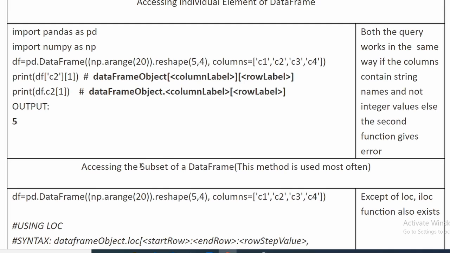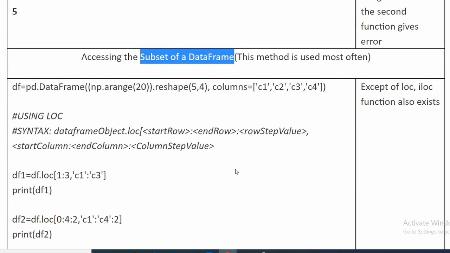Now this part is the most important one, the subset of a data frame, because at certain times we are not going to use an individual data or maybe a column. What we do is get a subset from that data and perform some sort of an operation, right? There are two methods that can be used. One is LOC and another is ILOC, when we have integer indexes for rows and columns. But the LOC method is very versatile and it always works.